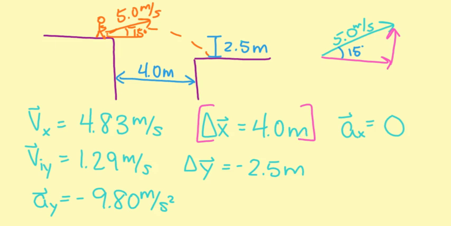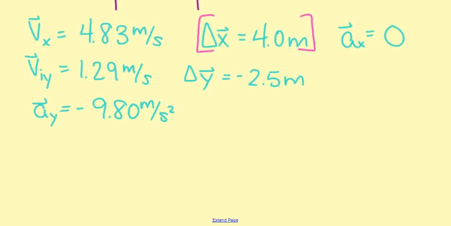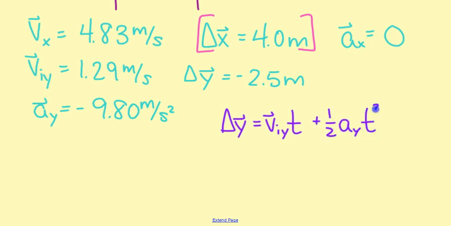So I'm going to start looking at the y direction. In the y direction, I'm given several pieces of information, and it's enough information to be able to calculate the amount of time that it takes. Based on what I know and what I'm looking for, the equation you might pick up first says delta y equals ViyT plus 1/2 ayT squared.